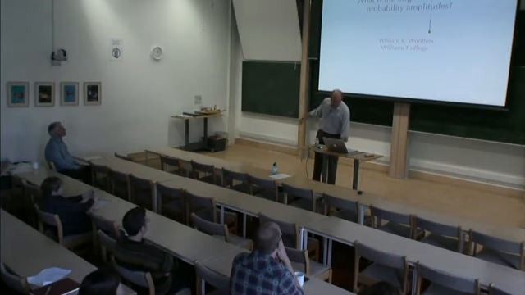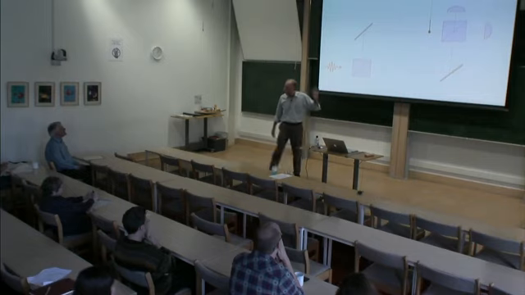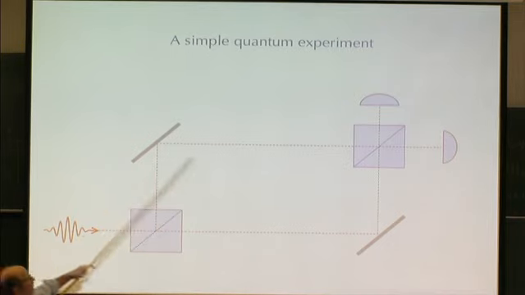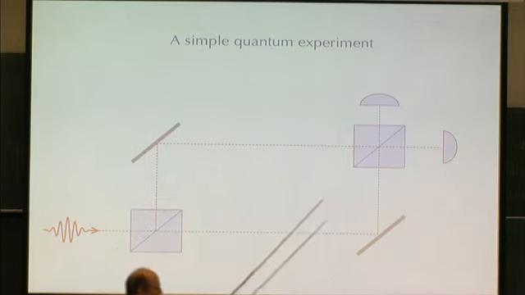Okay, and to get into the problem, I want to recall something very familiar, a simple quantum experiment. We have here a photon. Maybe this is coming from a laser, maybe a very weak laser, so we can talk about one photon at a time. It's hitting this 50-50 beam splitter, and then this is a regular mirror, another beam splitter, and two detectors.